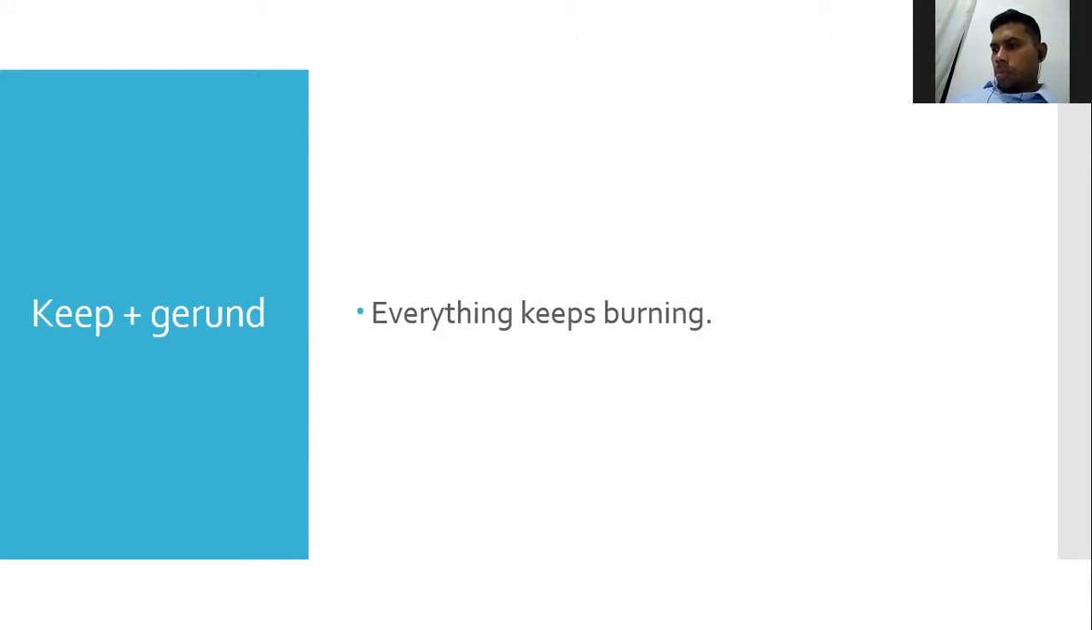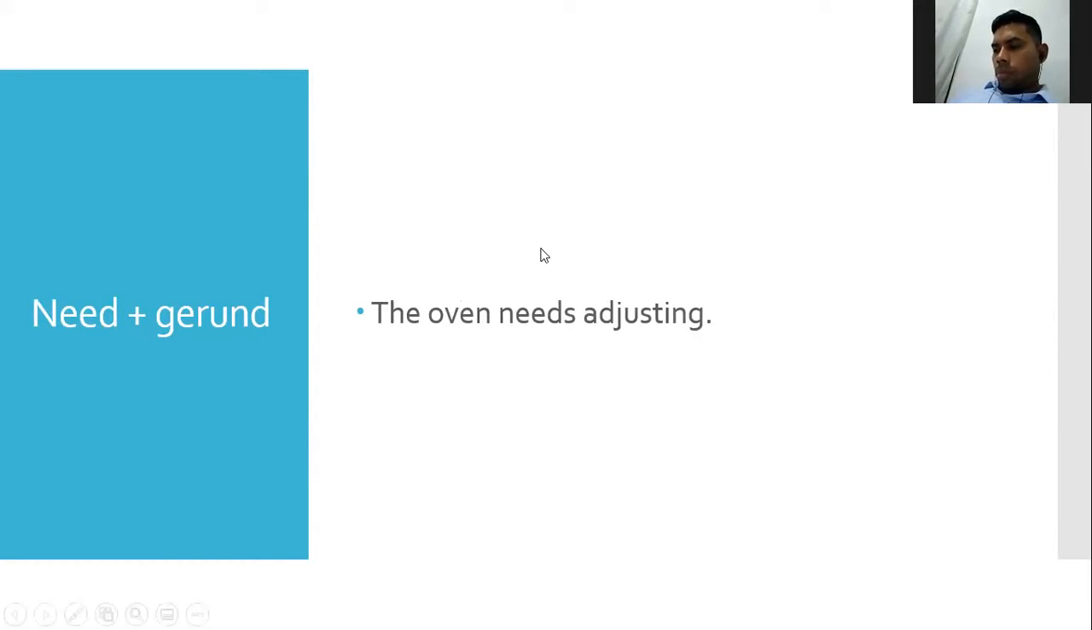Okay, let's go to the sentence using need. In this part, when we're using needs, it is because something is wrong and needs to be fixed. Can you help me with another sentence using needs? The fuse box needs to be checked. Okay, very good. So in this case, we're using needs, but we are not using the gerund.